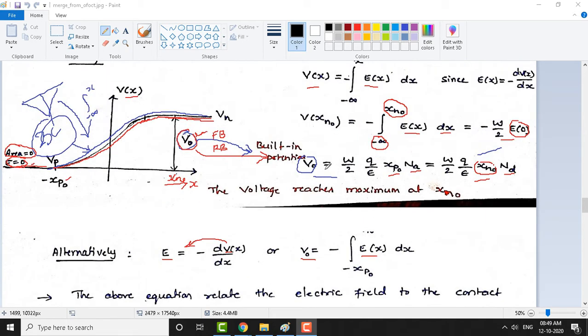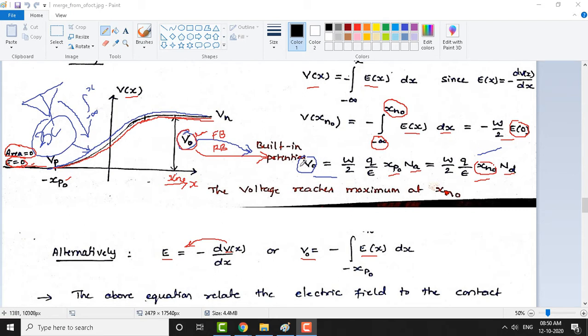This is the equation which we stopped at in the last class. This equation you can see here. V naught equals W by 2 into Q by epsilon Xp naught into Na. This is one form of the built-in potential equation across the depletion width. And another form you can write by replacing Xp naught with Xn naught and Na with Nd. So you get two different equations for V naught. Remember, these are alternative equations for V naught.